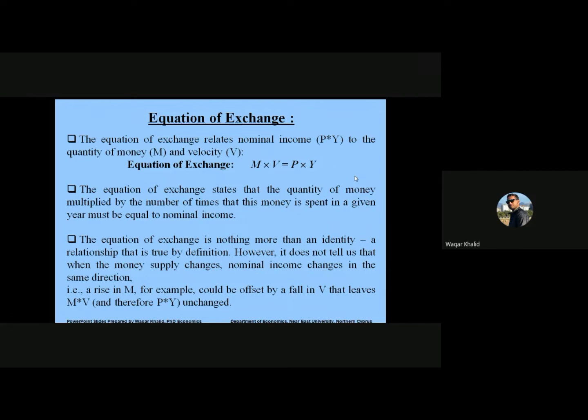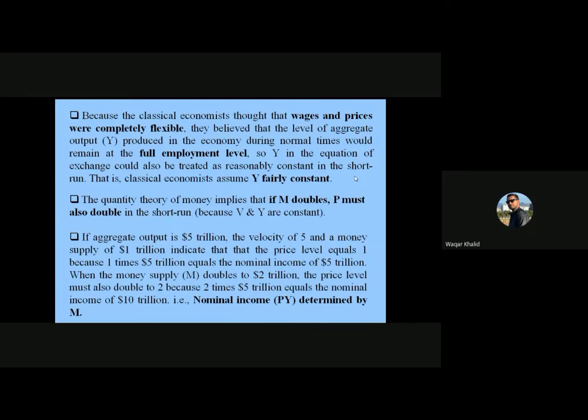If V is constant and Y is constant, then we can say that M is the only factor which is affecting the value of the price. The quantity theory of money implies that if M doubles, P must also double in the short run. Why? Because V and Y are constant. So we can conclude that money supply is the only factor which affects the price level in a positive way.